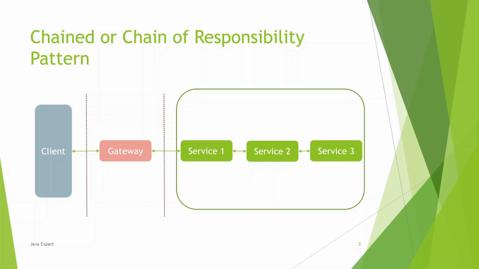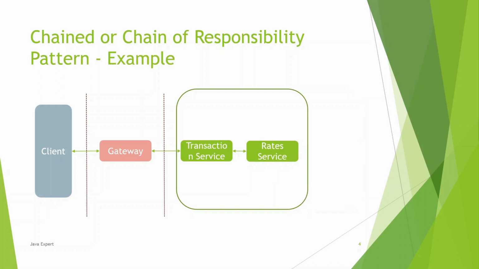So we're going to perform one simple example to show how this chain of responsibility pattern works. This is the example we are going to do in a practical way. The client calls the transaction service, and the transaction service internally calls the rate service. We are going to chain only two services, the transaction service and the rate service. That's it. Let's get into the practical.